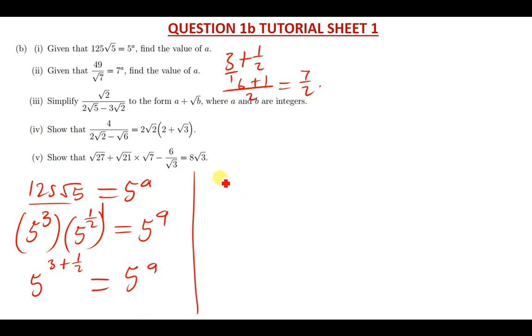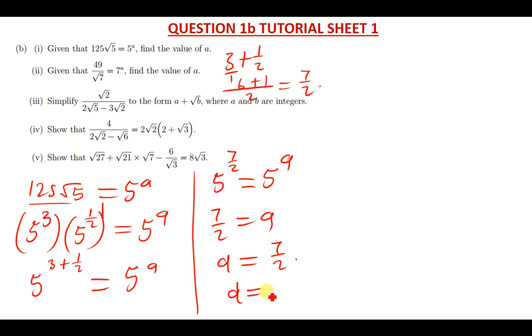So we write it as 5 to the power 7 over 2, and this is equal to 5 to the power a. If the bases are the same in an equation, it means that the powers are also the same. So you simply get the powers and say 7 over 2 is equal to a. Hence the value of a is 7 over 2, which can be simplified as 3 remainder 1 over 2, that is 3 and a half. So this is the value of a. Let's quickly move on to the next question.